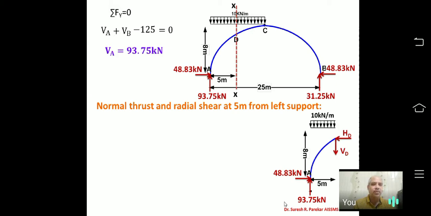So we always go with correct direction. Correct direction means we know HA is towards right. So my HD should be towards left. Now we have VA 93.75 upward and we have UDL 50. So obviously VD should be downward. Then only we will get 50 plus VD and that will be 93.75.